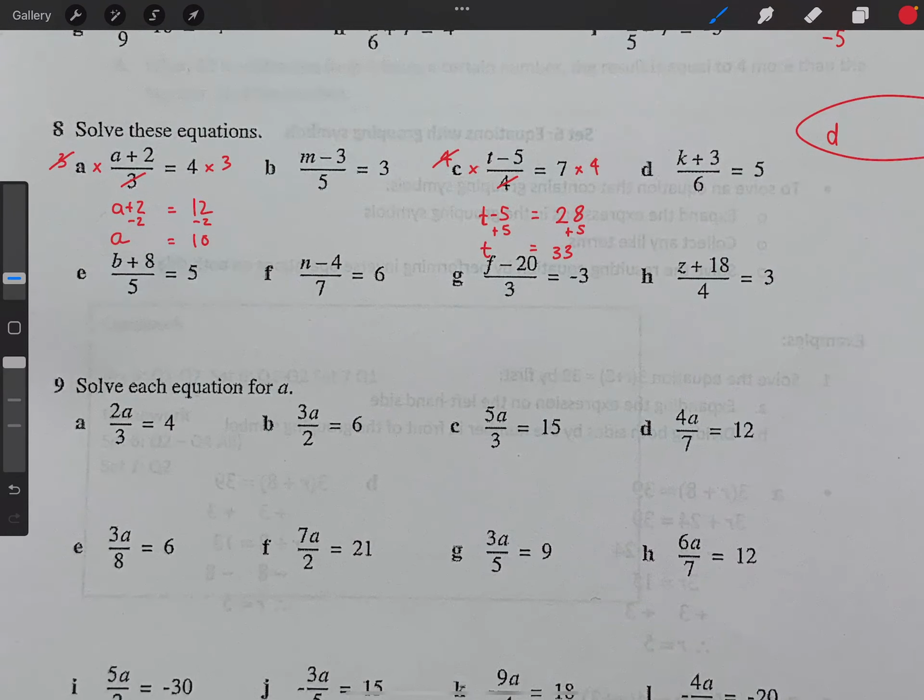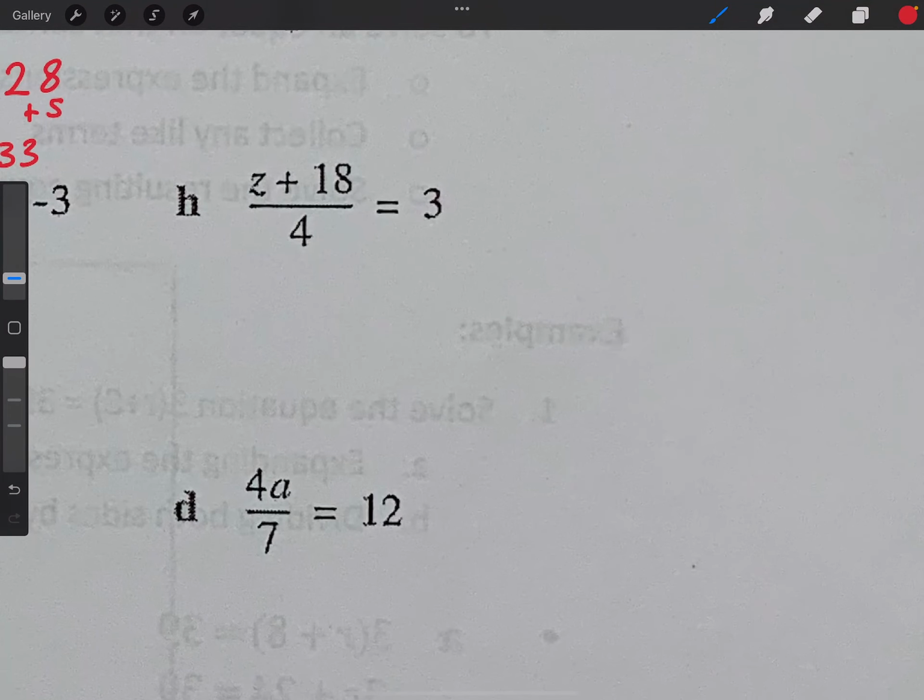I'll do maybe one last one here. Z plus 18 divided by 4. Again, we cannot start with the 18. We have to start with the divided by 4. This one is in the way. So we have to times everything by 4 first, because this whole thing is being divided by 4. It's not just the Z.